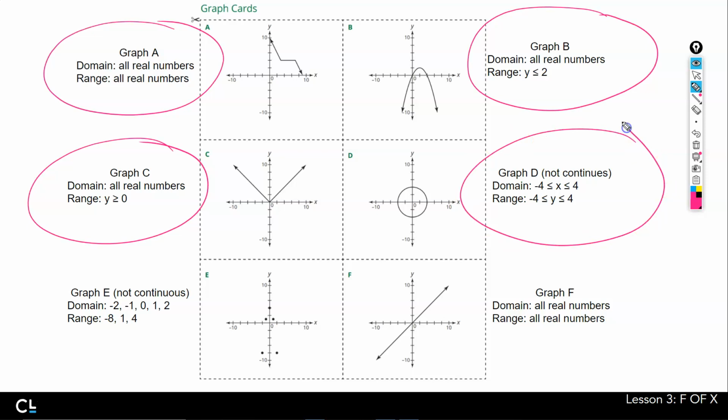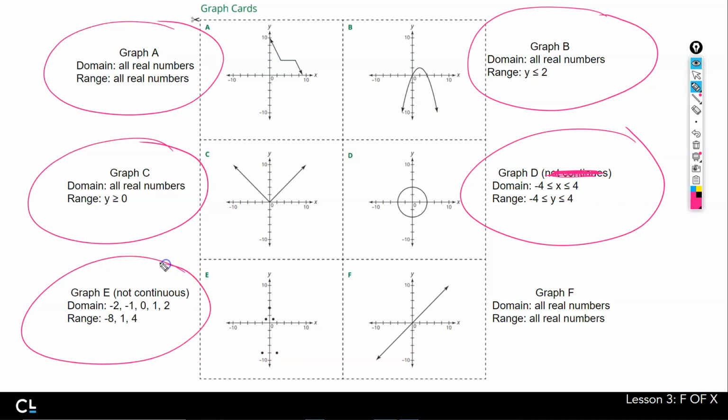Graph D actually is continuous. It's not broken, but its domain is unique. It is from -4 to +4. All your x values lie in between. Your range is from -4 to 4. Those are your y values. Notice the notation that we're using.